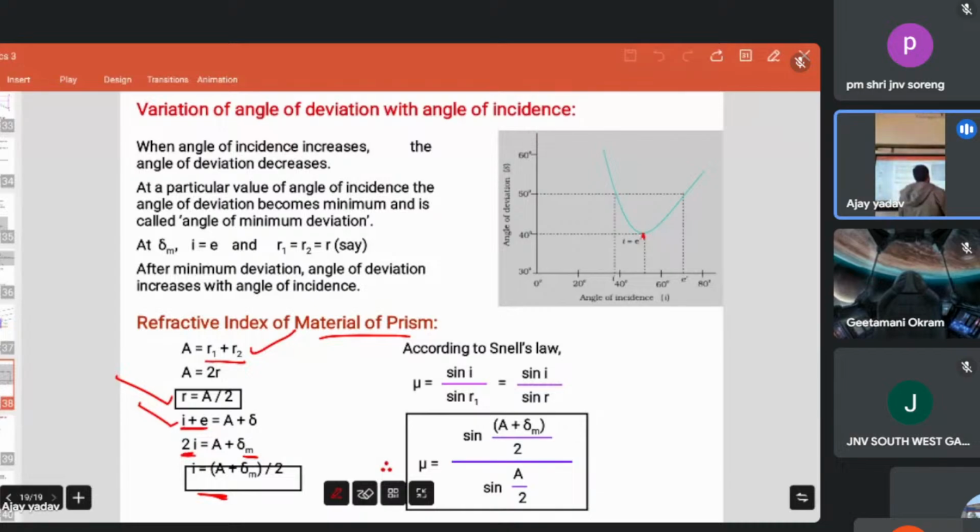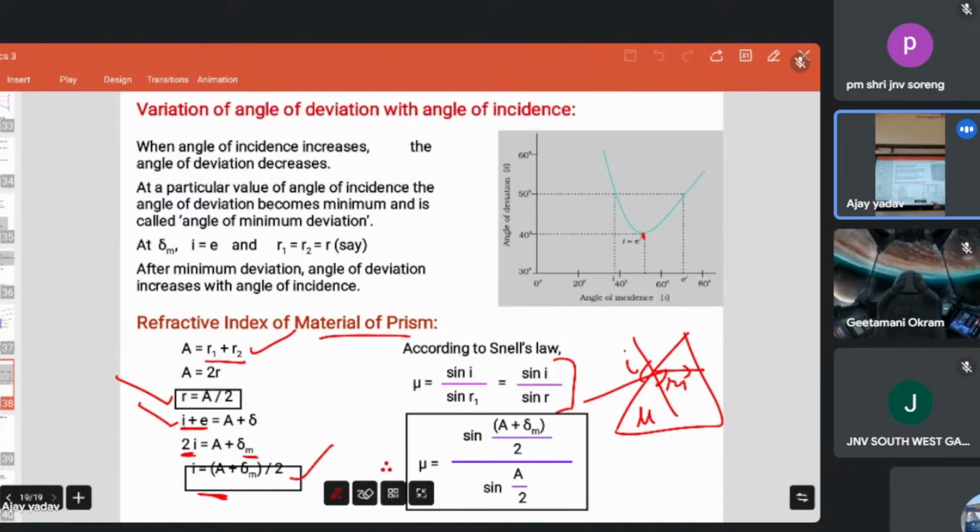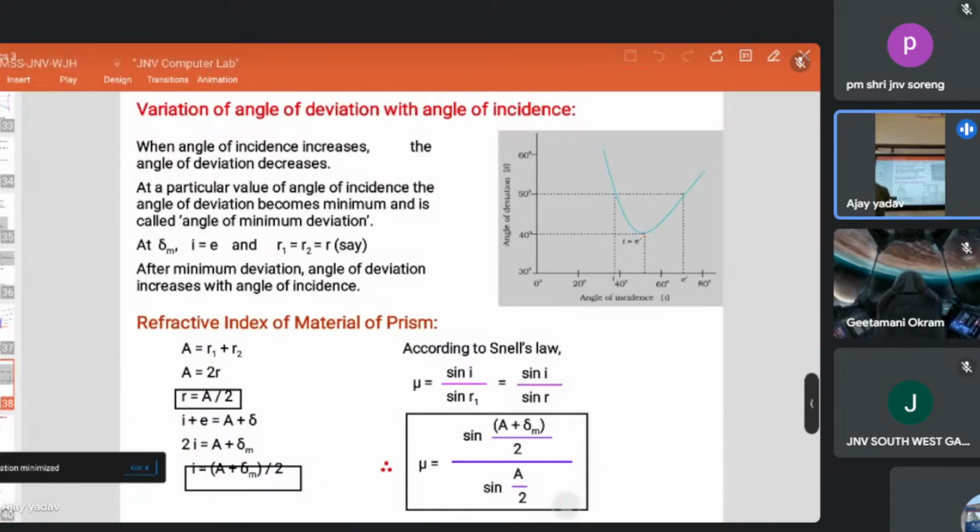And this is again Snell's law. We can apply Snell's law on the face of the prism. This is the prism. Here this angle is the angle of incidence and this angle is the angle of refraction. So when we apply Snell's law, mu equals sine i upon sine r. What is i? i is A plus delta minimum upon 2. What is r? r is A by 2. So mu equals sine of A plus delta minimum upon 2, upon sine A by 2. This is called the prism formula.